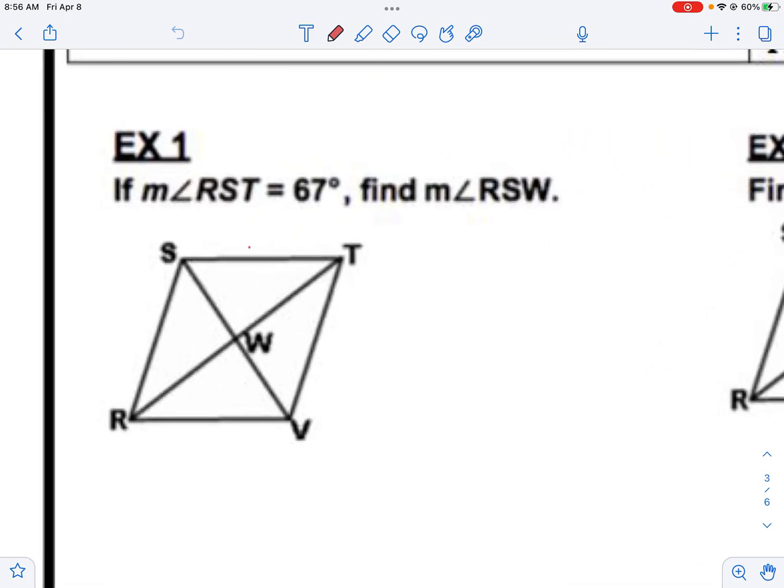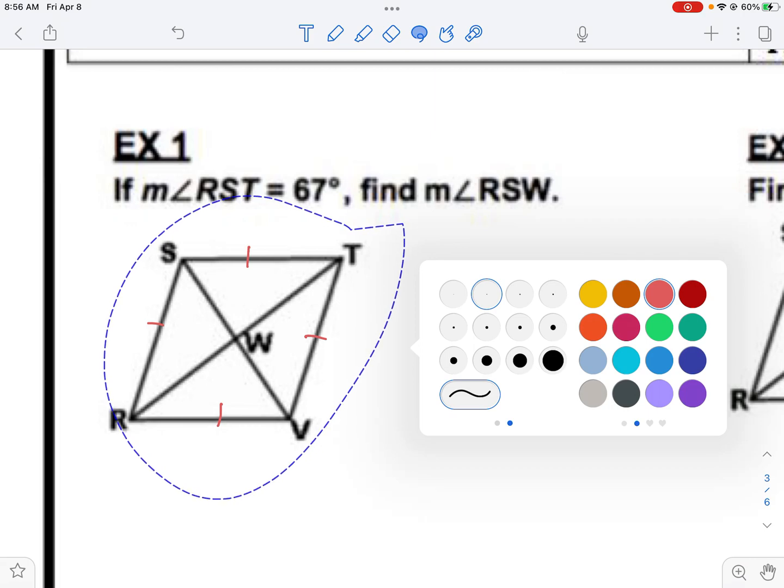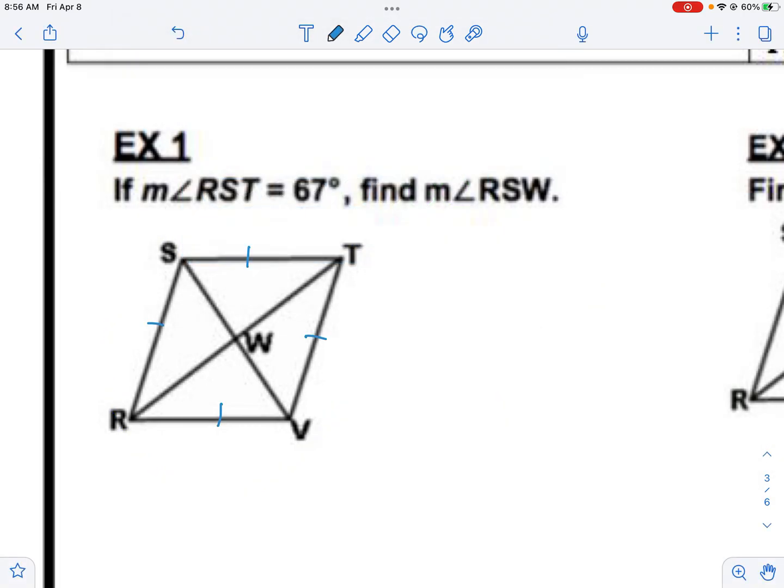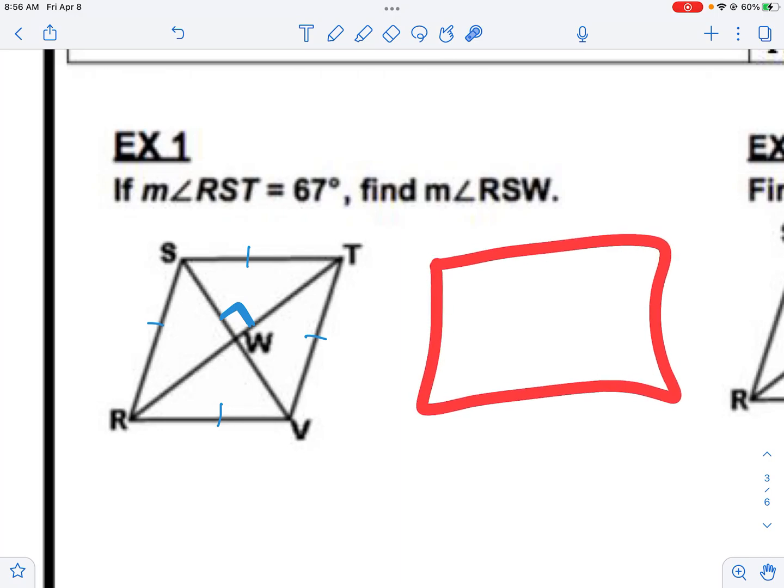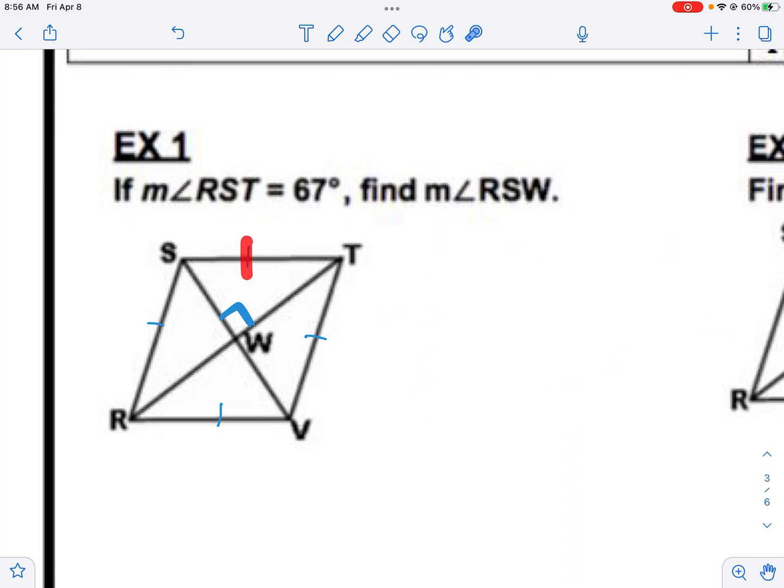So if this is a rhombus, I already know I'm going to put ticks all the way around. Because it's a rhombus, all my sides are congruent. That's the key feature of a rhombus. And because it's a rhombus, I know that I could put 90 in the middle. So remember, a rectangle was where I had 90 in the corners, and I couldn't put the same number of ticks on the sides, but the rhombus is ticks all the way around and then 90 in the middle. So just be careful with all these rules.